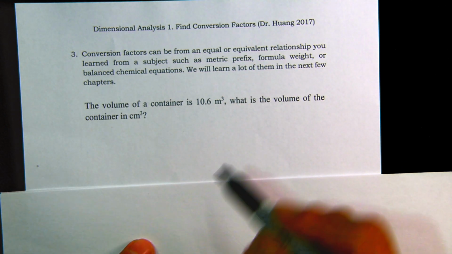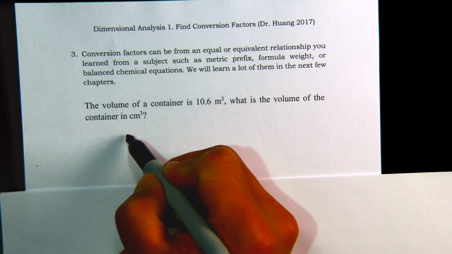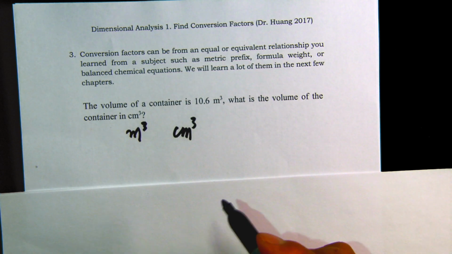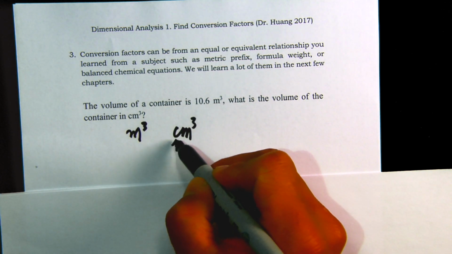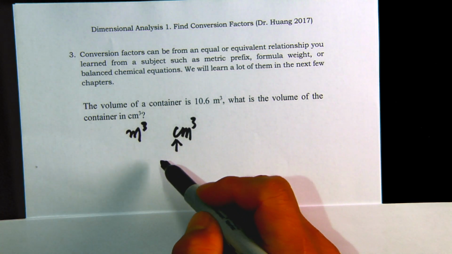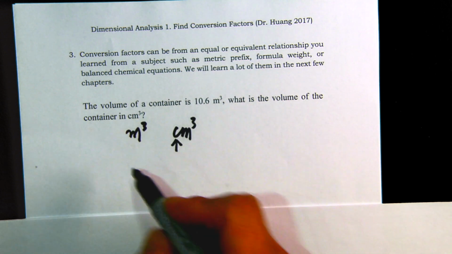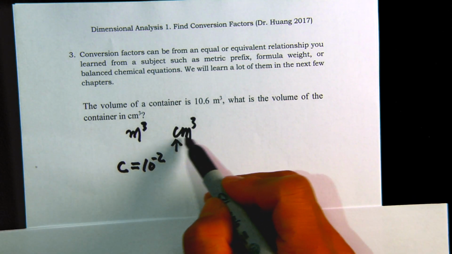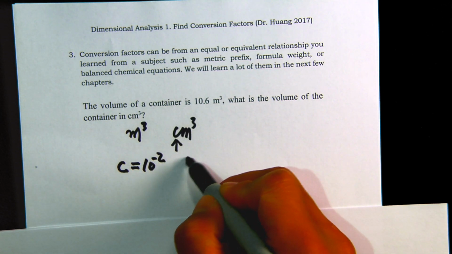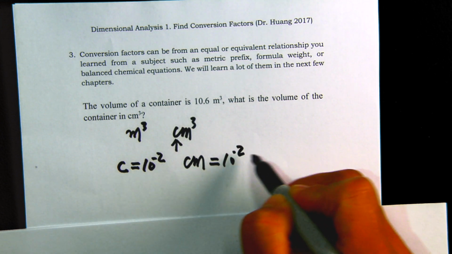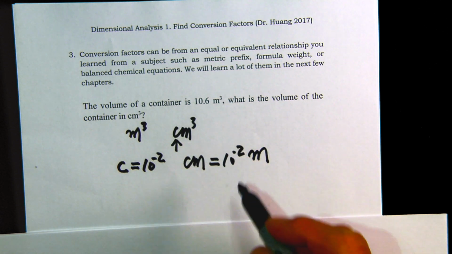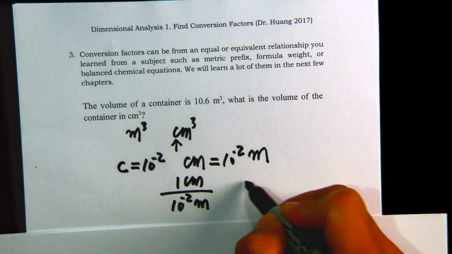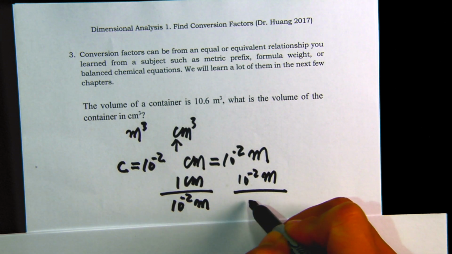Then we need to look up our memory and ask which one can possibly help us. We have meter cubed and centimeter cubed. By looking at them, one of them has the prefix c. So this reminds us we probably need a relationship from the prefix. If you remember, c equals 10 to the negative 2. Because we are looking for centimeter, not c, you add m on the left and m on the right. And then we can get two conversion factors from here: 1 centimeter over 10 to the negative 2 meters, or 10 to the negative 2 meters over 1 centimeter.